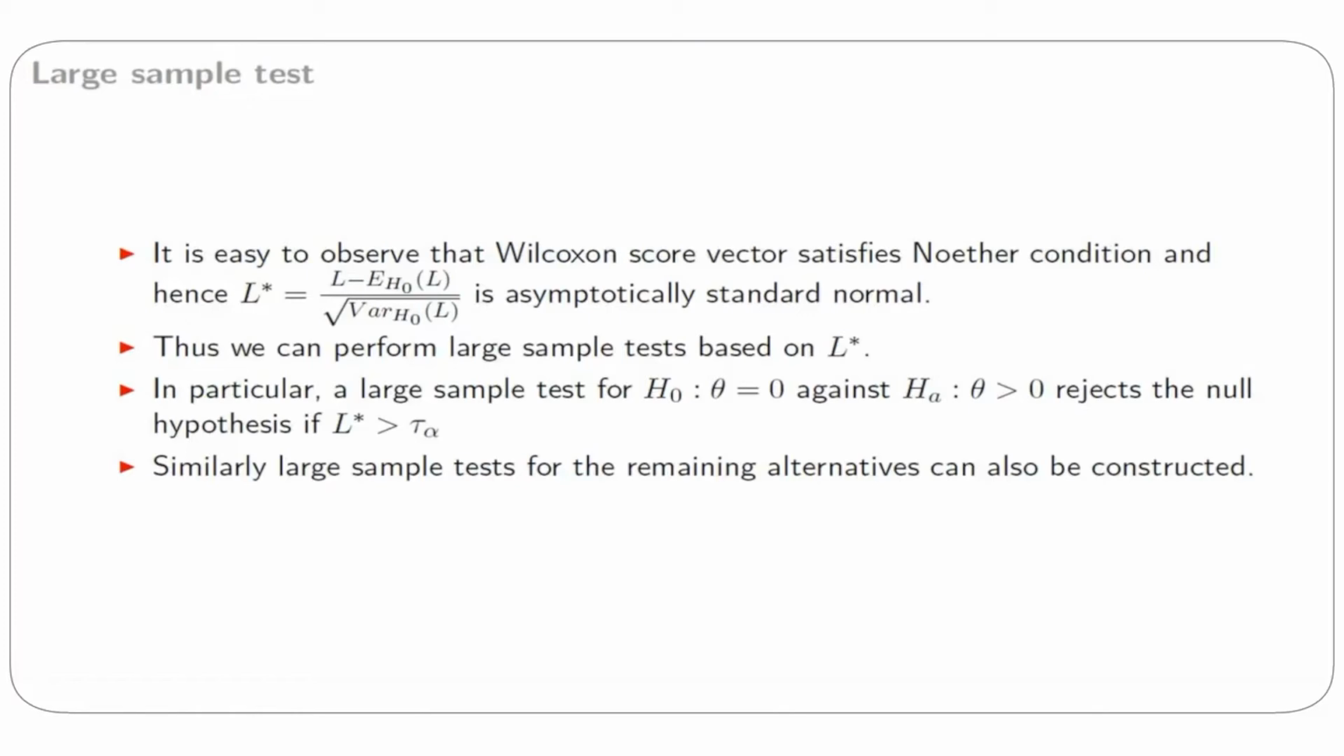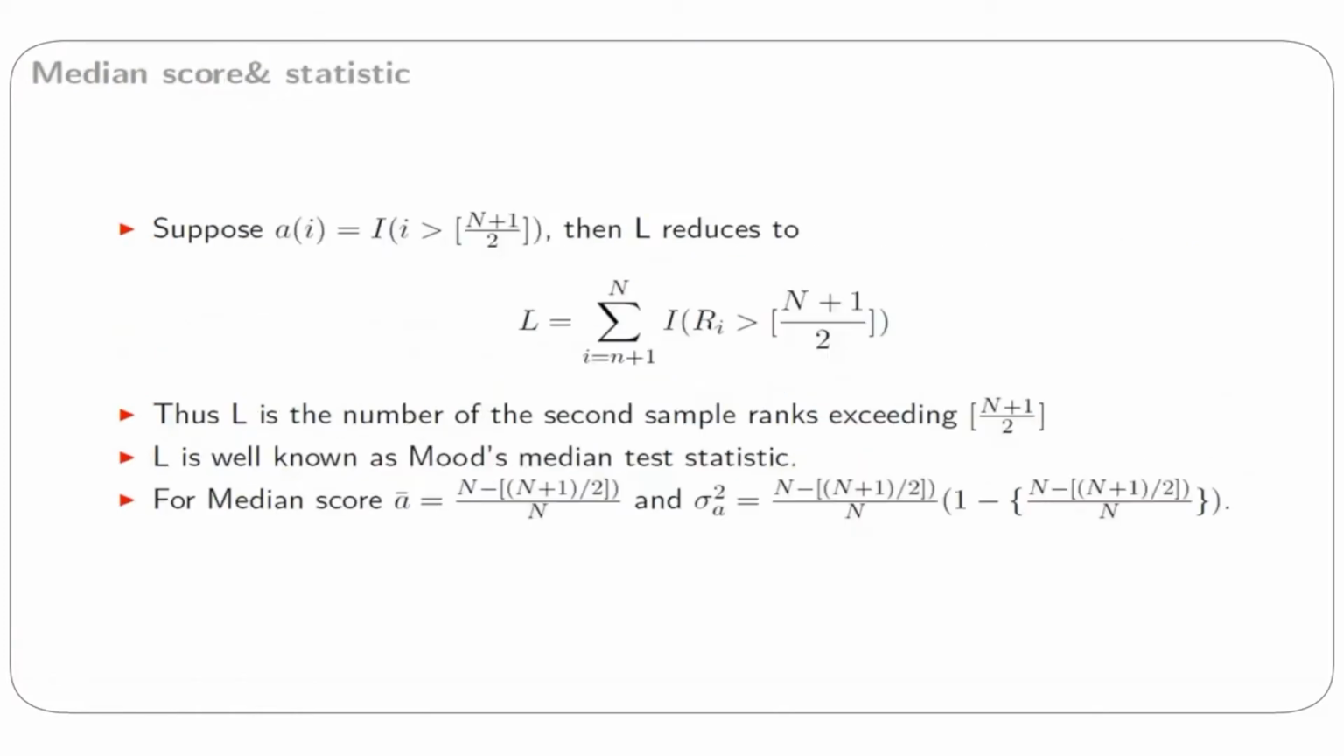Next, we shall discuss the median score and the associated statistic. Suppose Ai is the indicator of i greater than capital N plus 1 by 2.